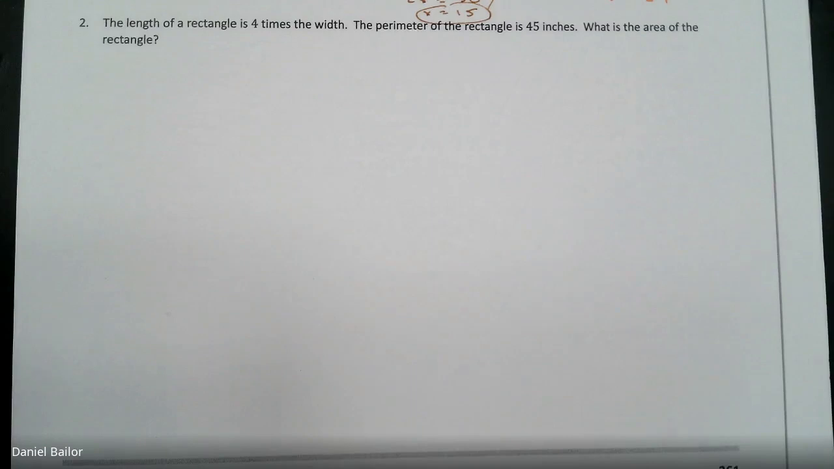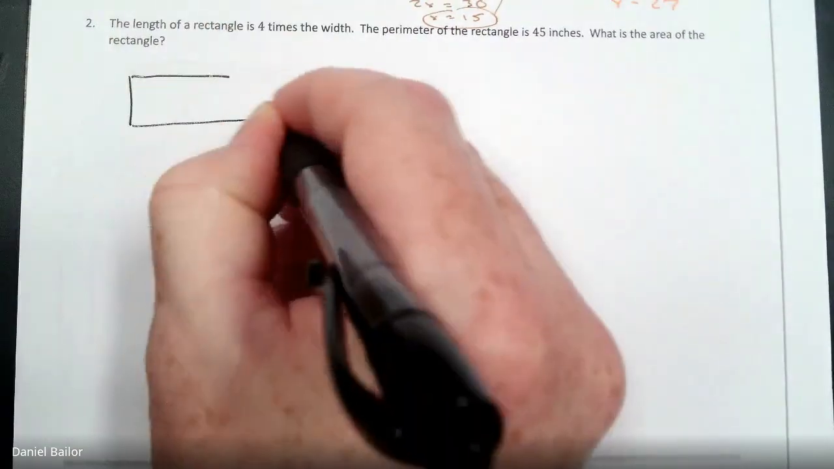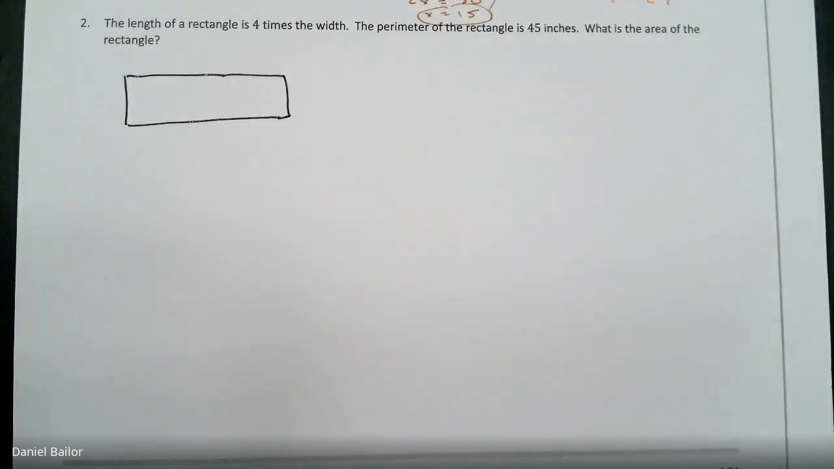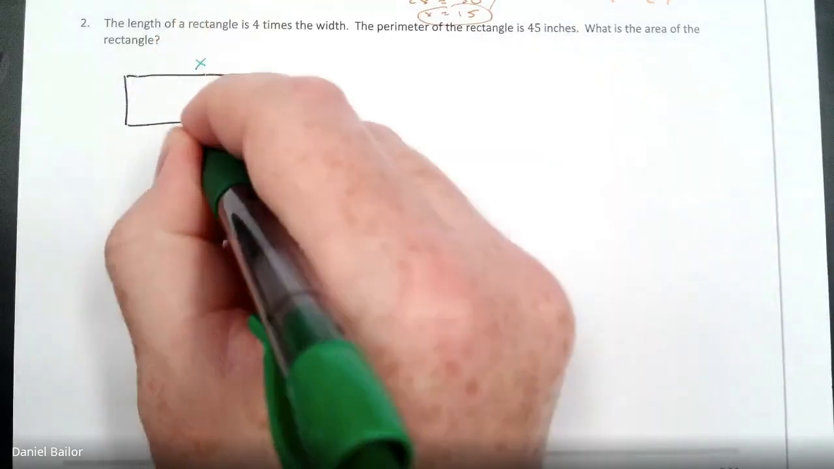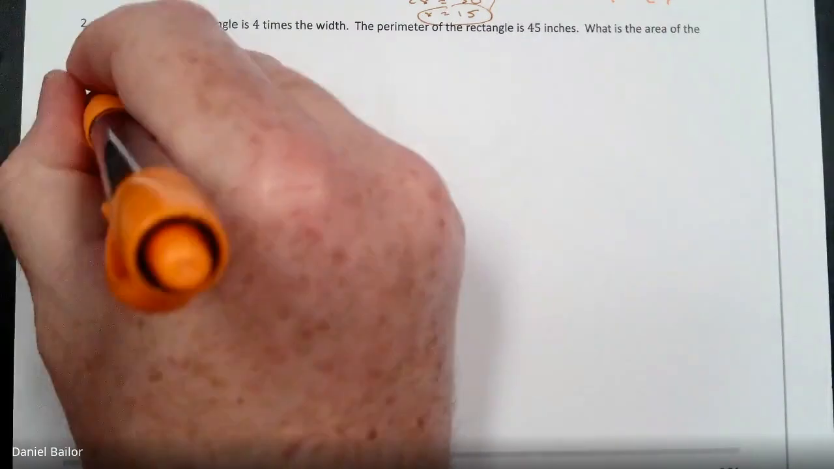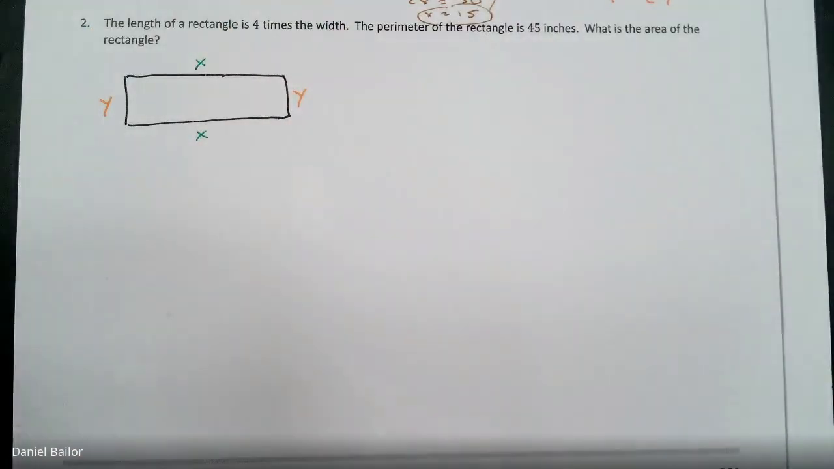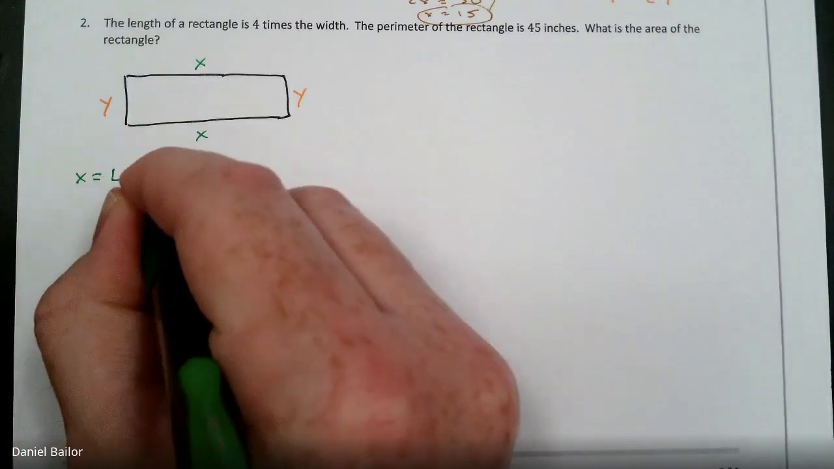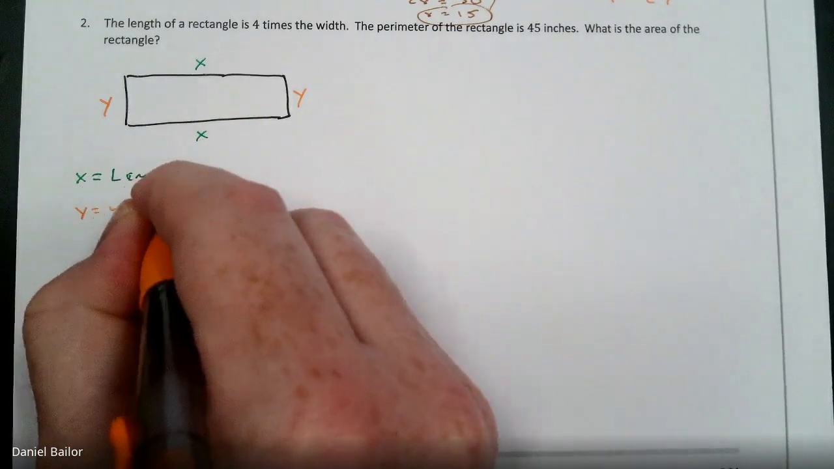Okay, so for this one, I'm actually going to draw a diagram because it is a rectangle. So here's my rectangle. And we have the length and the width. Let's do the length can be x. The width can be y. And so we have x is the length and y is the width.